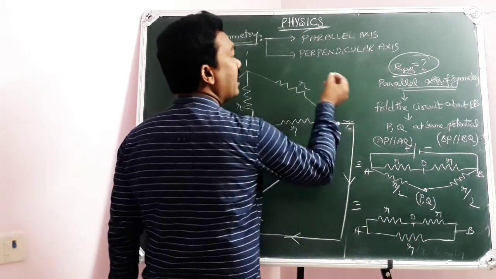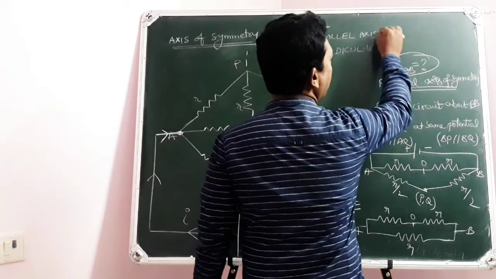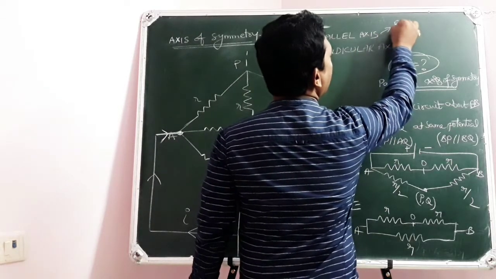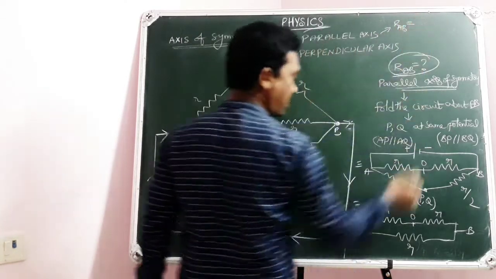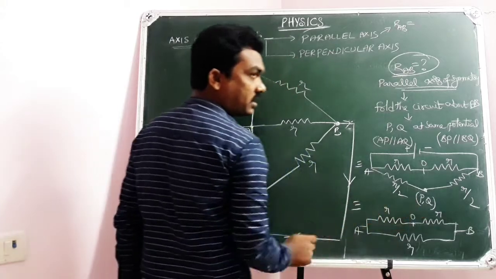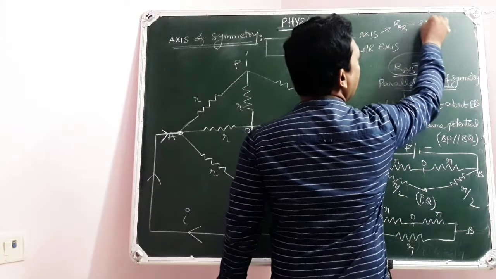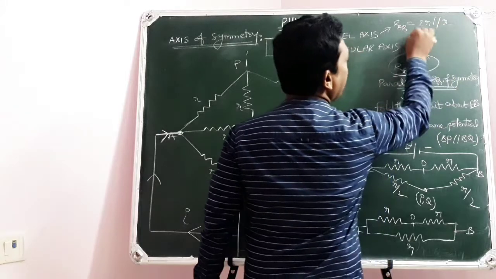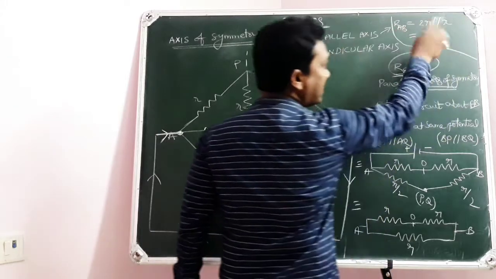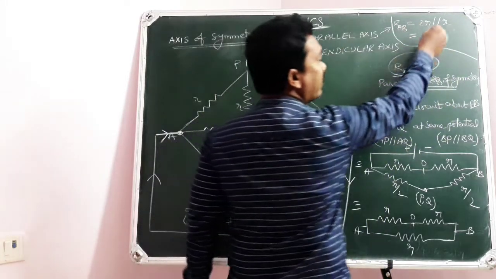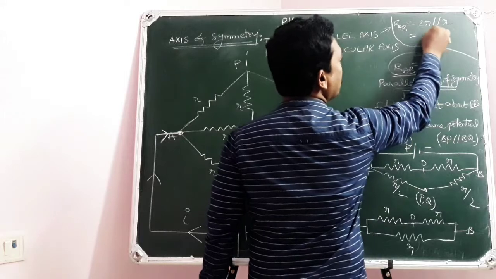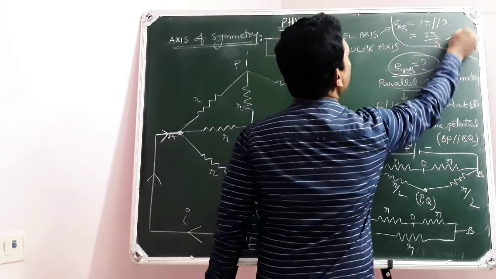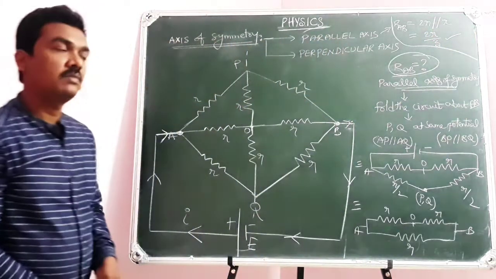Finally, I am writing the final equation. To calculate the equivalent resistance across AB, this R and R in series, which is 2R, is in parallel with this R. So your answer will be R1 into R2 by R1 plus R2, so this is going to be 2R by 3. This is the final answer.